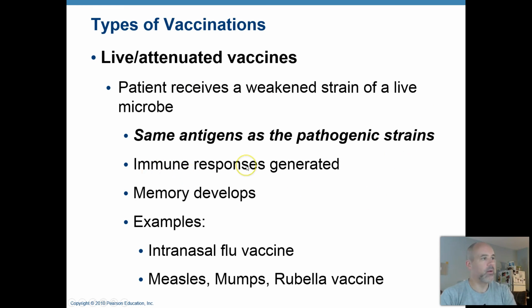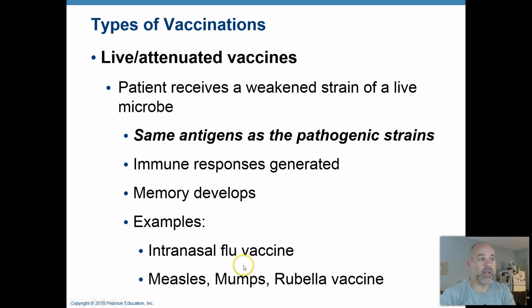So you still mount your own immune responses. You react to these vaccine viruses or bacteria, you clear them out, and now you've got memory. So the next time if you ever actually get exposed to the disease-causing version, you're going to generate your own antibodies. Now, these also stimulate your T cells, so you'll wind up with memory T cells that will become activated as well, that will help you clear out some of these pathogens. So these are generally really good vaccines. You usually don't need as many boosters with these.